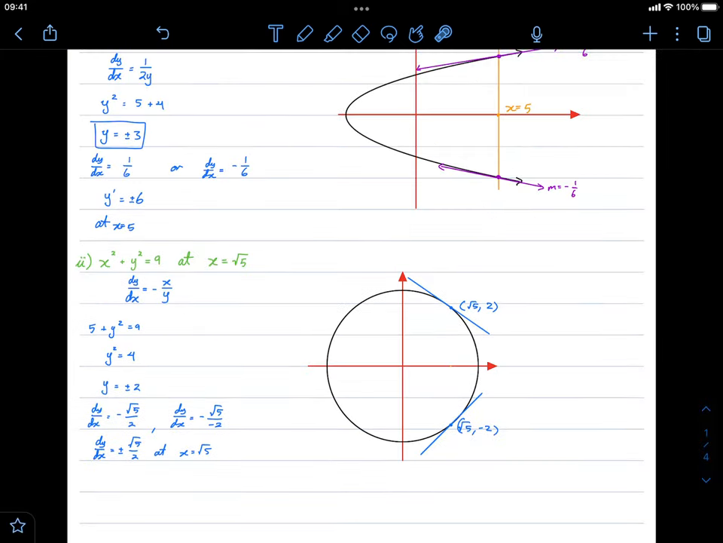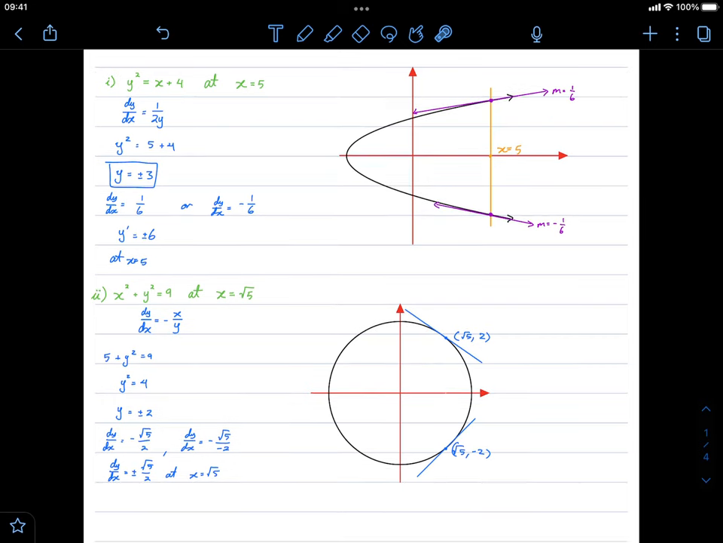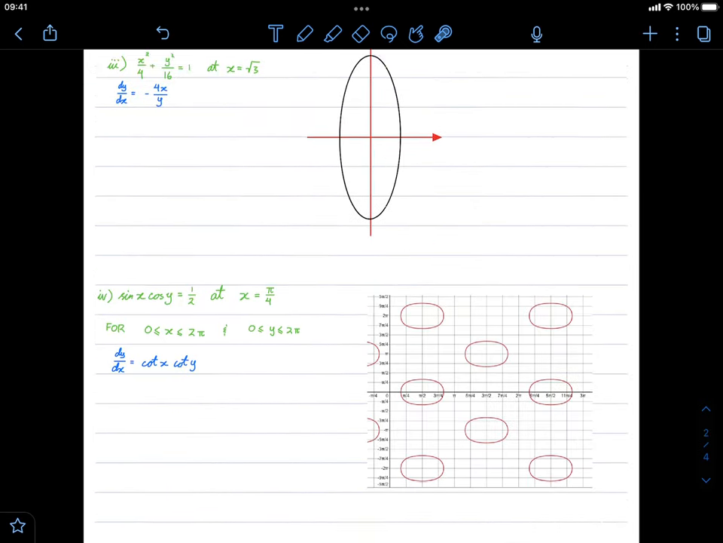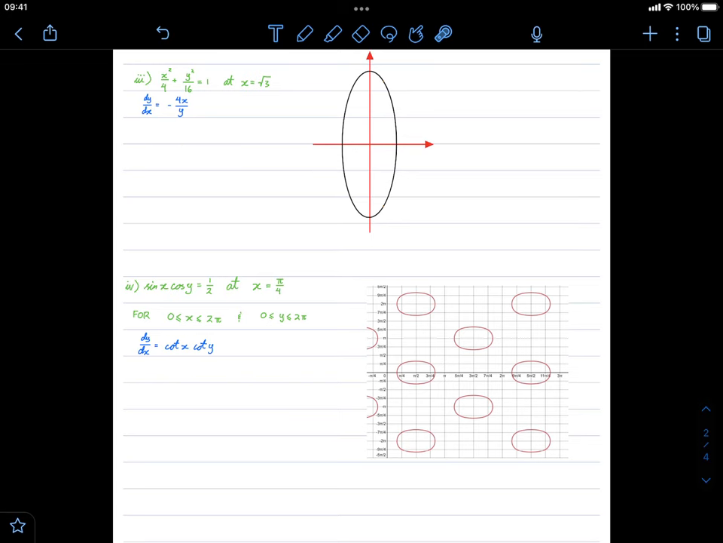Alright, so that concludes the first two examples. You can pause and give the remaining a go yourself.